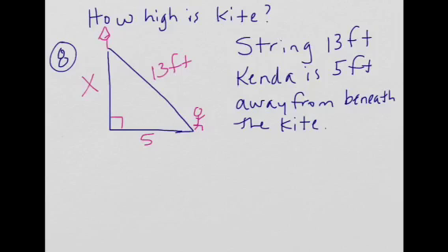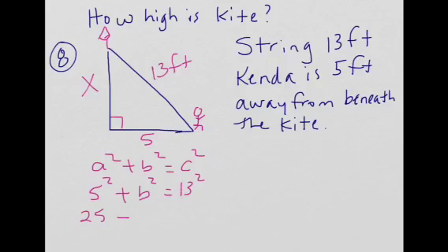So with the right triangle, we're going to be able to use the Pythagorean theorem. So we're going to do a squared plus b squared equals c squared. a is going to be 5, so 5 squared plus b squared is equal to 13 squared. So 25 plus b squared is equal to 169.